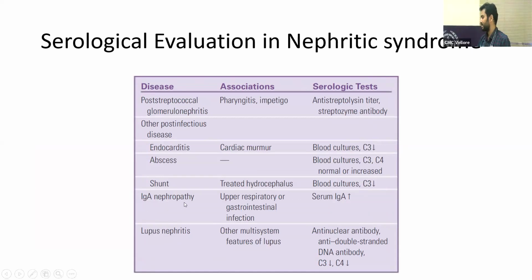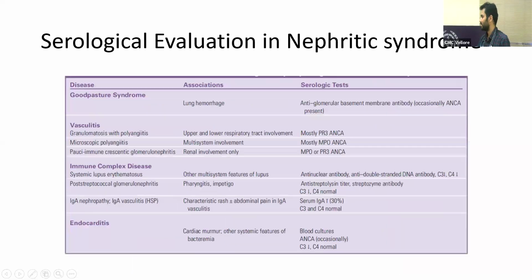In case of IgA nephropathy, there is no need to measure this. We are not measuring IgA levels because many times they can be abnormally elevated. For lupus nephritis, you have to do all lupus serologies, ANA, dsDNA, complements. Regarding the RPGN picture, for Goodpasture syndrome, you have to measure anti-GBM antibodies. Regarding vasculitis, you have to measure ANCA titers.